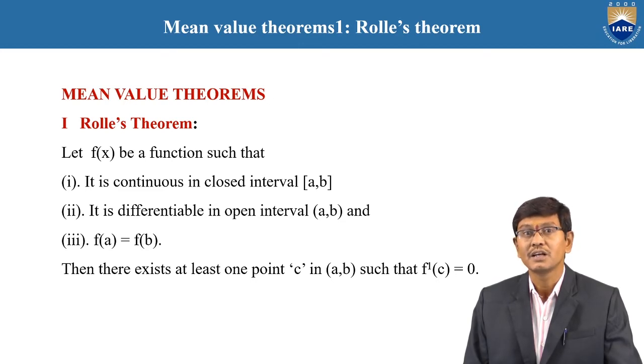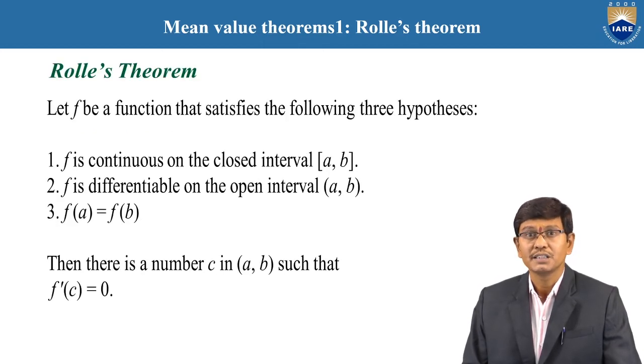That means, together: one condition is that f(x) is a continuous function in the closed interval [a, b]. Second, f(x) is differentiable in the open interval (a, b). Third condition, f(a) is equal to f(b). Then there exists at least one point c in (a, b) such that f'(c) = 0. If the three conditions are satisfied, only then is the given function said to satisfy Rolle's theorem. If any one of the conditions is not satisfied, then the function does not satisfy Rolle's theorem. That is the clear information regarding Rolle's theorem.